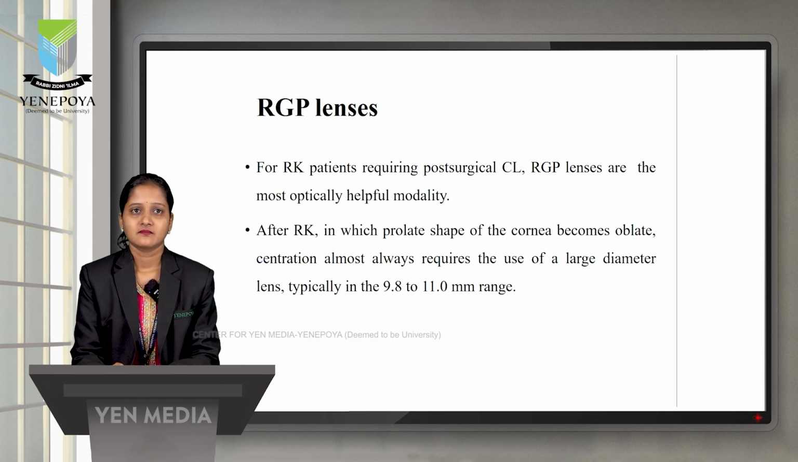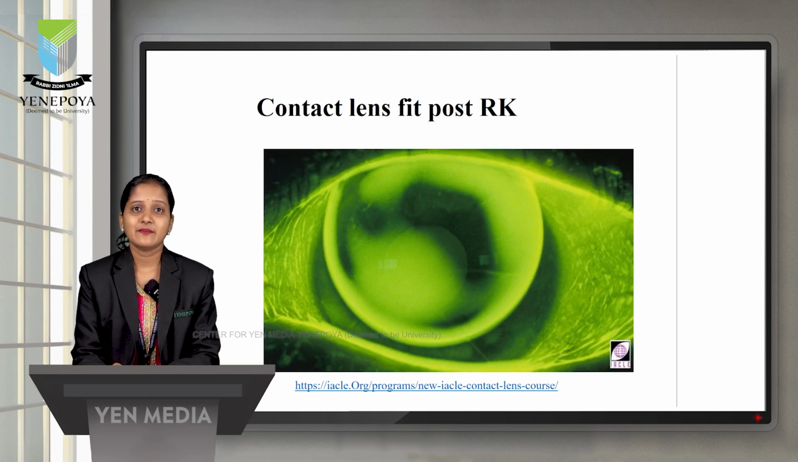The RGP lenses for RK patients requiring post-surgical contact lenses are mostly optically helpful. After RK, in which the prolate shape of the cornea becomes oblate, centration always requires the use of large diameter lenses, typically in the 9.8 to 11 mm range. Usually when we prescribe RGP lenses, we start with smaller diameter lenses, but in case of RK, since there are incision marks and the cornea shape changes into oblate, we might have to start with larger diameter lenses. This is one example of how a contact lens fitting looks after radial keratotomy. You can see the incision marks here.